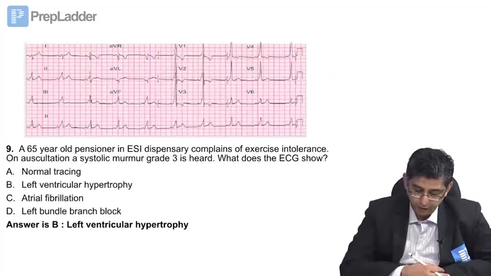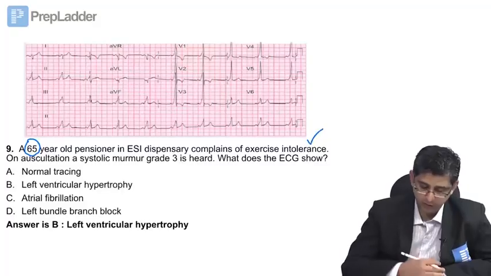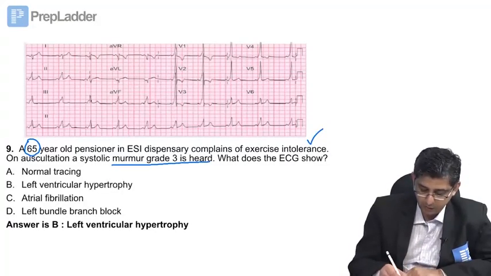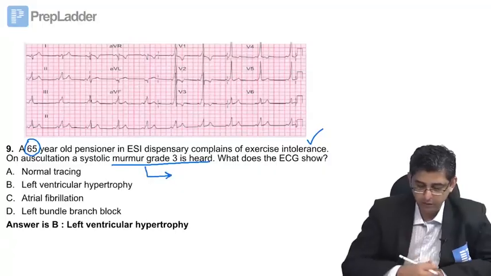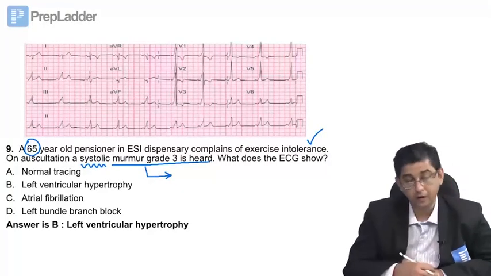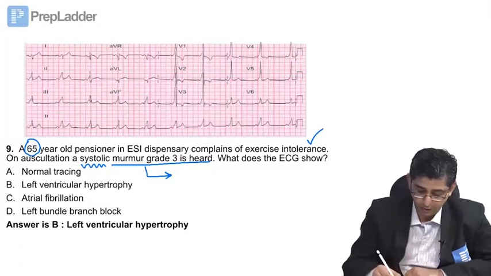A 65-year-old pensioner in an ESI dispensary is complaining of exercise intolerance. So this is a geriatric age patient and he's having exercise intolerance. On auscultation, a systolic murmur grade 3 is heard. Systolic murmur is seen in valvular lesions which are of obstructive nature. So this patient is either having pulmonic stenosis or aortic stenosis.